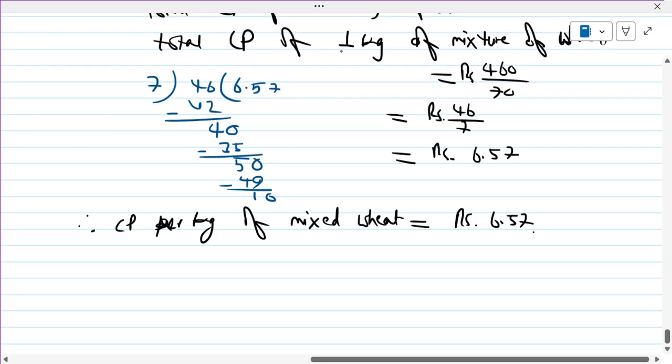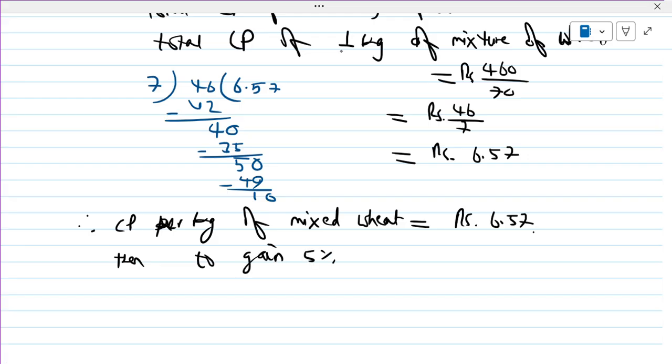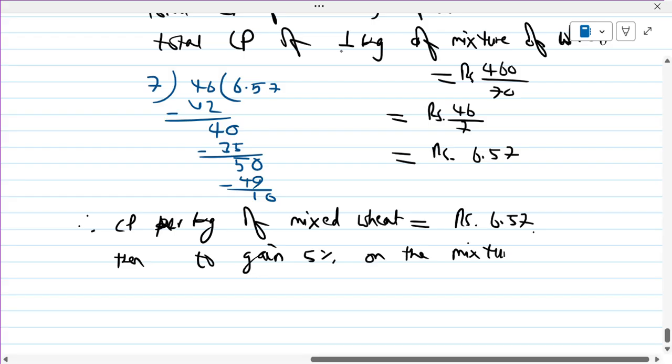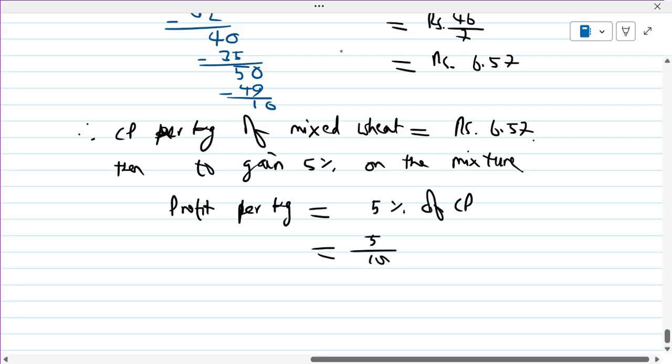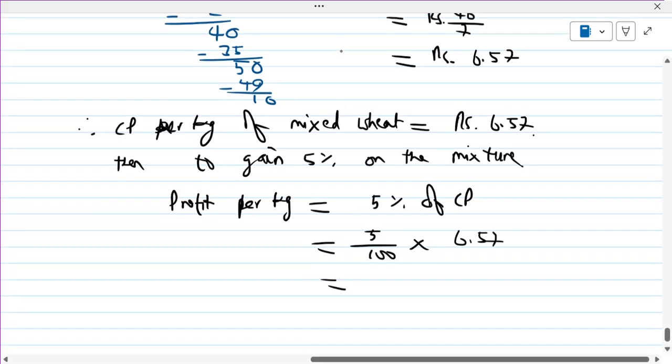So then, to gain 5% on the mixture, we have to find the rate. So first we'll be finding what is the profit rate. So profit per kg we find. So profit per kg equal to 5% of cost price. So 5%, 5 divided by 100 into cost price, which is 6.57.